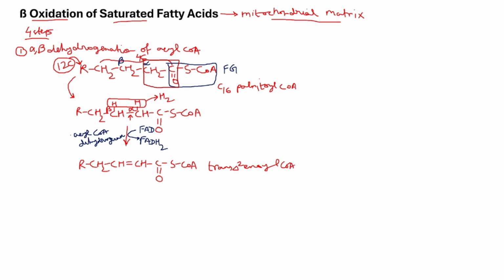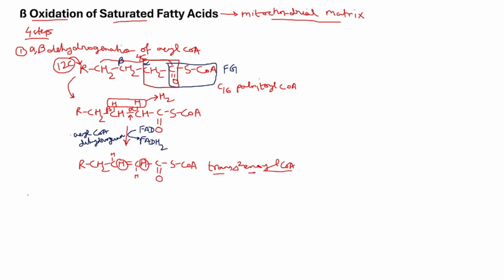So why trans? Because these two hydrogens, this hydrogen and this hydrogen, are present trans or opposite to each other. So if one is present like this, and another one is present like this, these two hydrogens are present in trans positions, because there is a double bond, and enoyl CoA, because it is an S CoA molecule, C double bond to S CoA is attached. Okay. So now this is your first step.